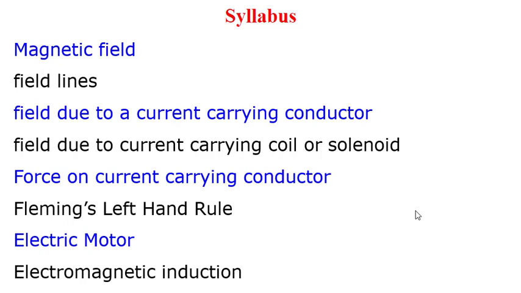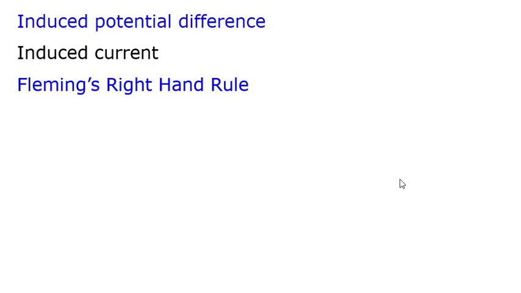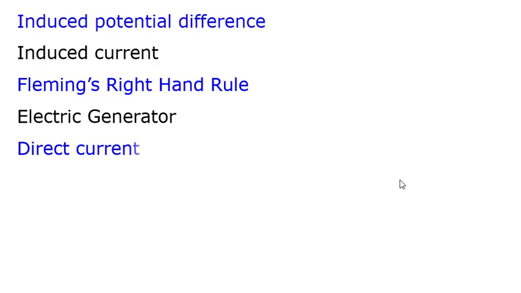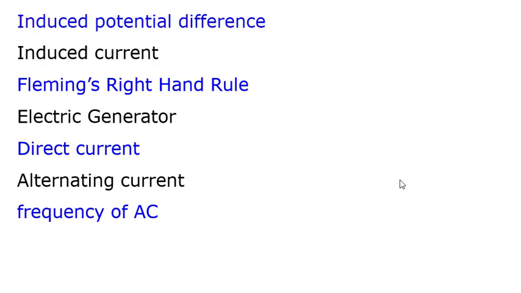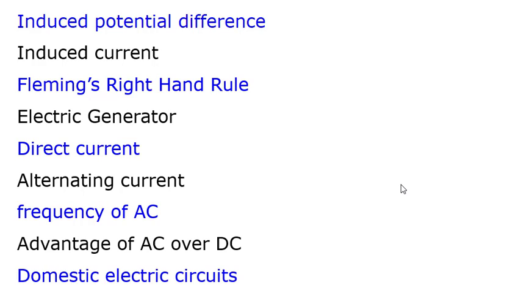electromagnetic induction, induced potential difference, induced current, Fleming's right hand rule, electric generator, direct current, alternating current, frequency of AC, advantages of AC over DC, and finally we see domestic electric circuits.